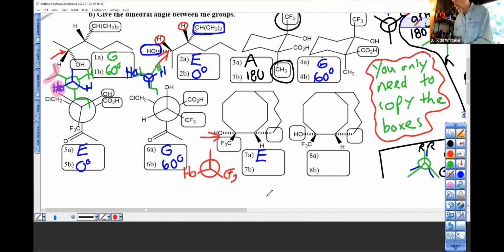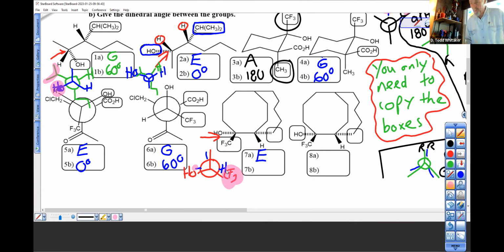And what else we got here? We got CF3 on the back carbon. We got HO in front of the CF3. And we got the carbon that's circled, and then the carbon that's not circled. So that one and that one. No, sorry. I want this carbon and this CF3. So they're eclipsed, but they're not right on top of each other.